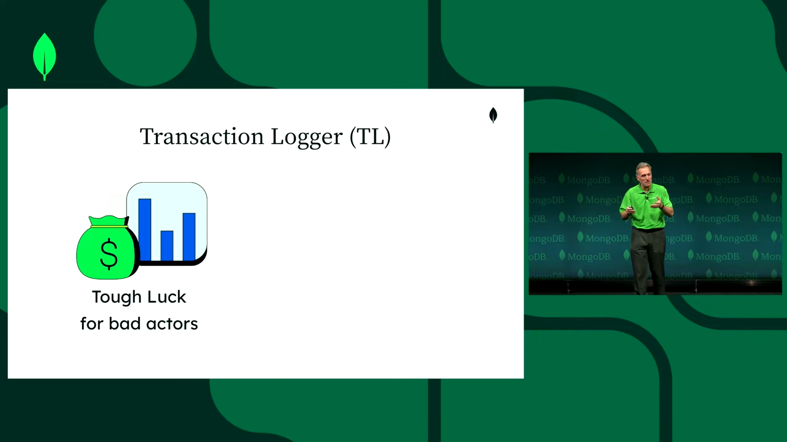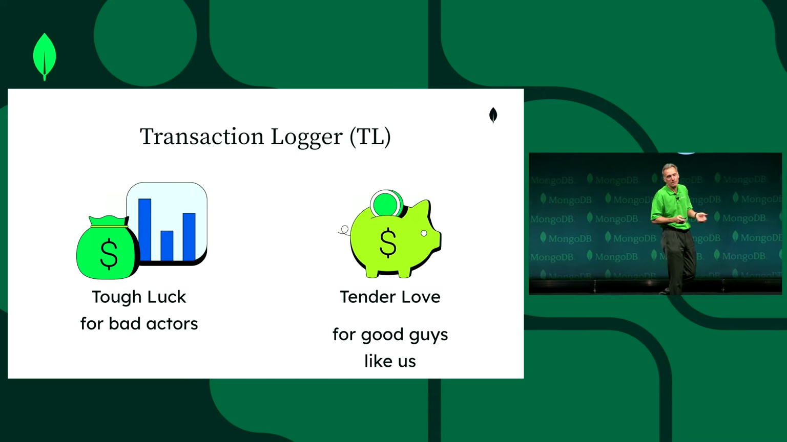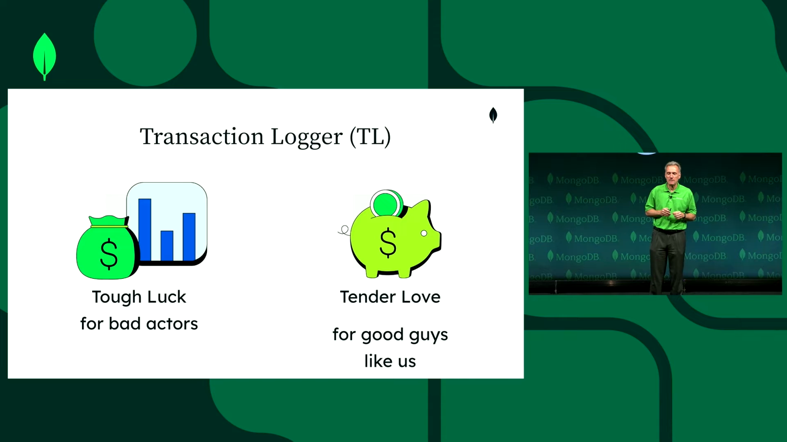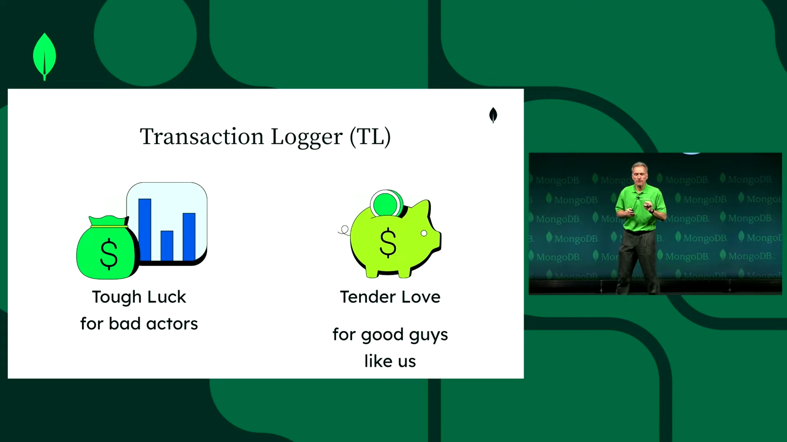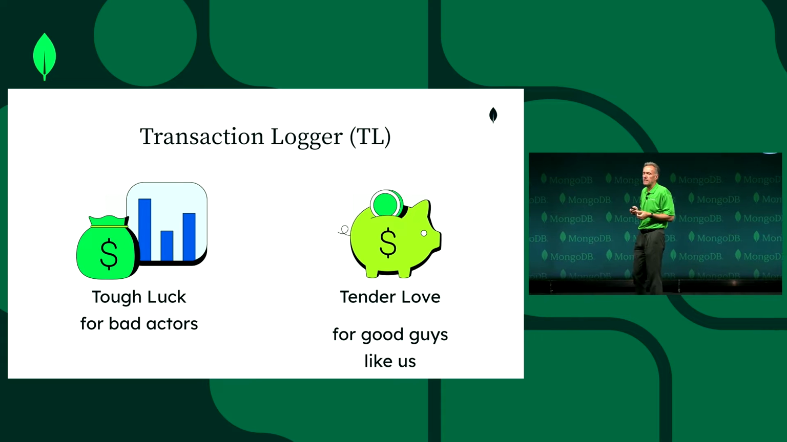Now, TL may mean tough luck if you're a bad guy. The system helps catch you and prevents you from stealing money from the good guys. But if you're a good guy, it means tender love. Okay? So the system is here to help us. As a side note, let's assume the bank is asked to track its customers. If an involved party is not a customer, the bank is still required to report them, but they don't have to include as much information.